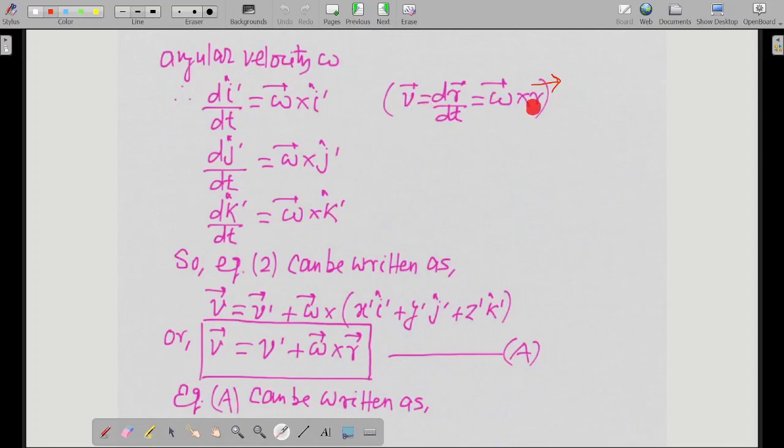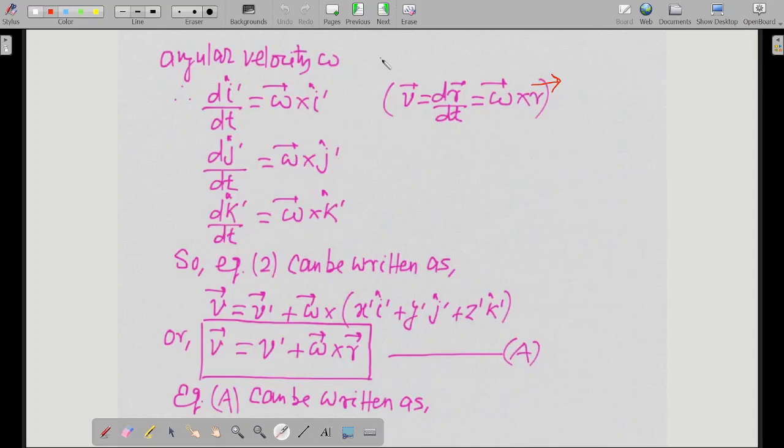Because you know this very well from the relation that v equal to dr vector by dt equal to omega cross r vector, right? This relation you must know from the very beginning. It is even taught in the elementary physics 11th standard book, where you will find the derivation. Omega vector cross r vector equal to v vector, and v vector equal to dr vector by dt. From this relation only we have done this. In the place of r we have substituted i cap prime, j cap prime, and k cap prime. So from this relation only we have got these three relations.